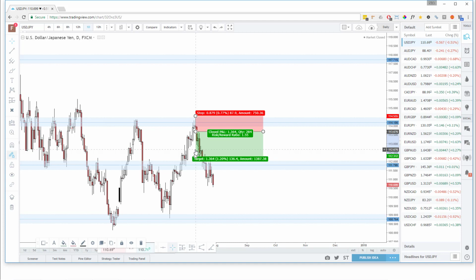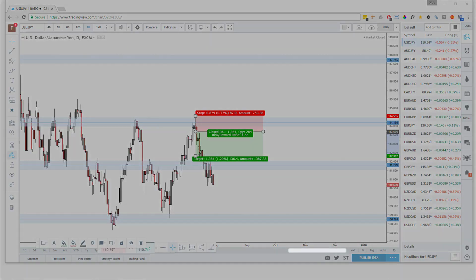And what does that mean exactly? Just for those of you who don't understand a risk to reward ratio, a ratio of 1.5 means your target is 1.5 times the size of your stop loss. So if your stop loss is 100 pips, 1.5 times 100 is 150. A risk to reward ratio of 2 means your target is double your stop loss. If your stop loss is 100, your target is 200.